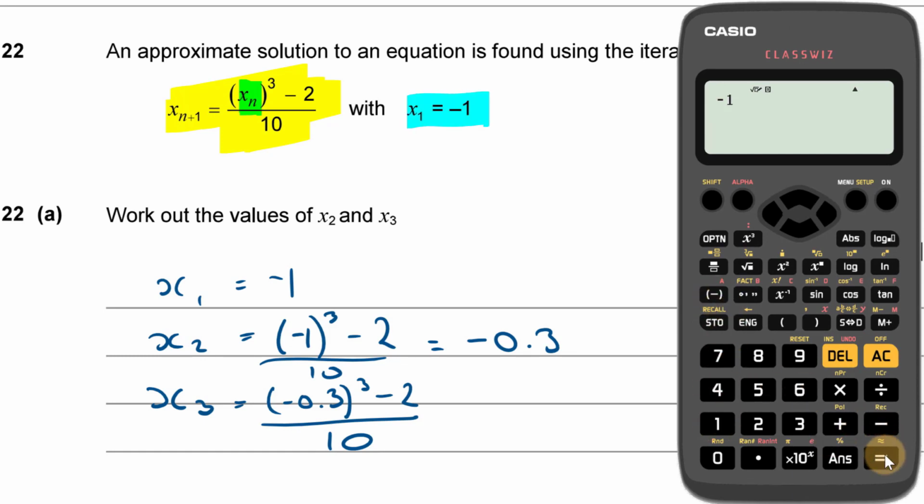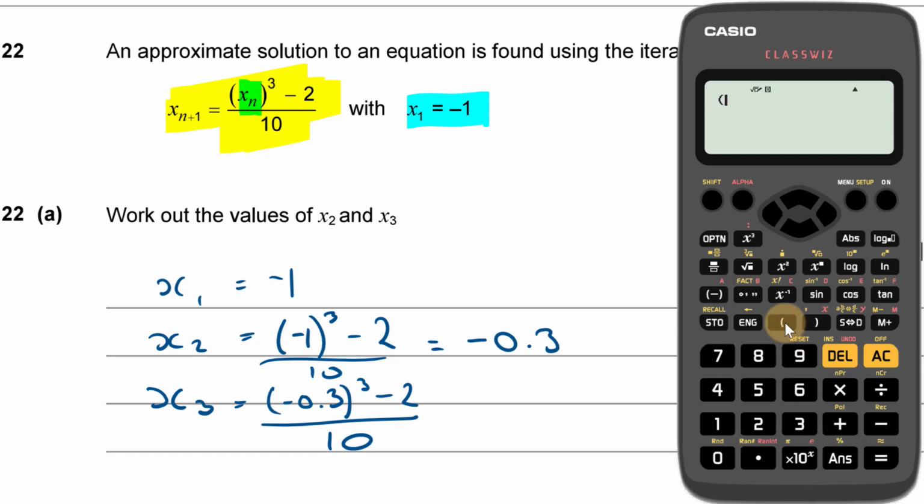Okay, so what I'm going to do is start with my first value, x1 equals minus 1. I'm just going to type that into the calculator, so negative 1, and then press the equal button. What that will do is store negative 1 as the last calculated value. Now I'm going to set up a calculation involving that answer so I can keep feeding it back in on itself.